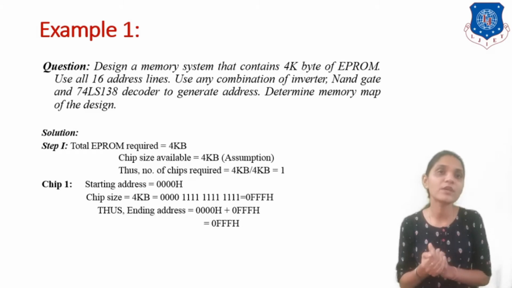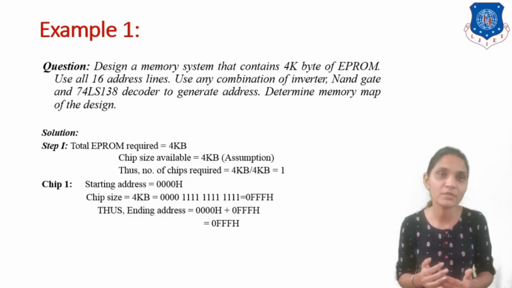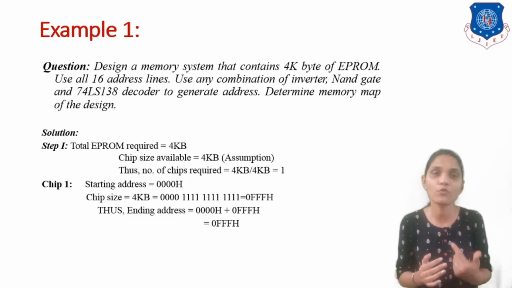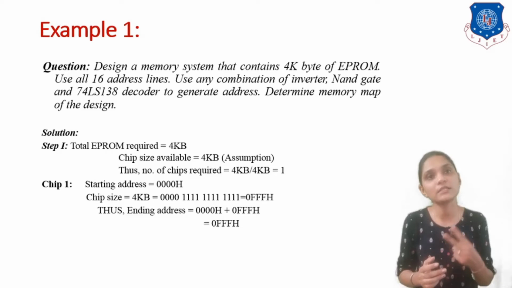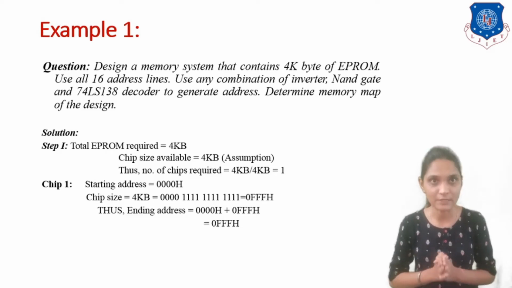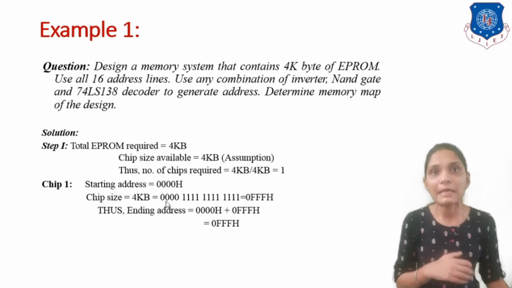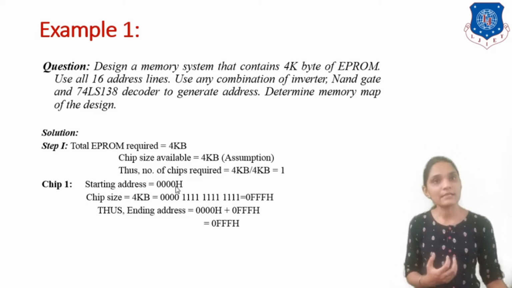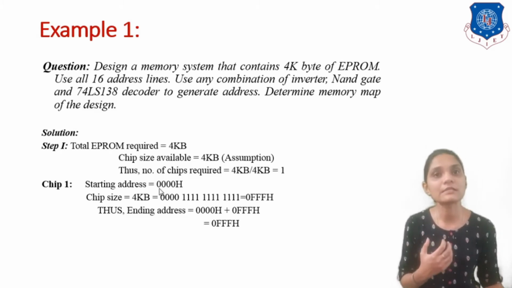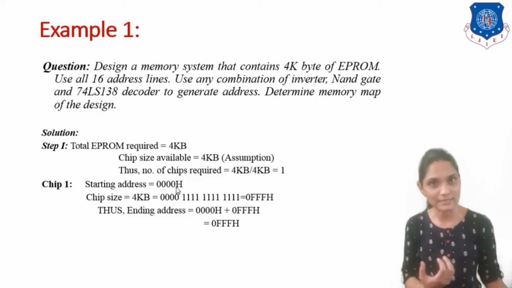Instead of this, if we have to design the 8 kilobyte of memory and we are given the one chip of 4 kilobyte, then we will require two chips of this kind. Okay, so here we require only one chip. And we are not provided with any starting address, so we are taking this 0000 hex as a starting address.